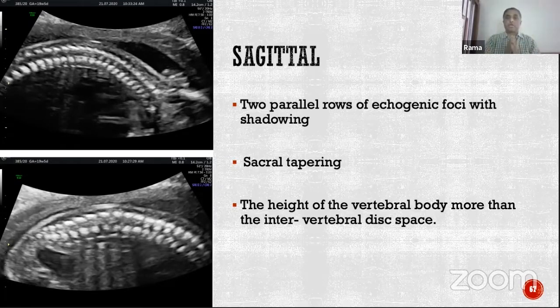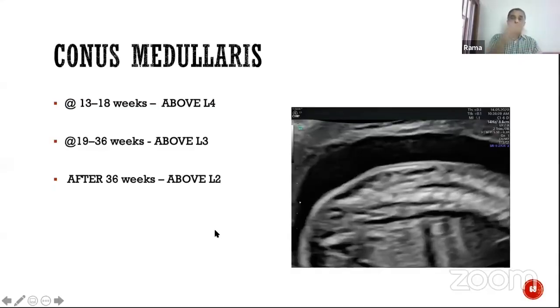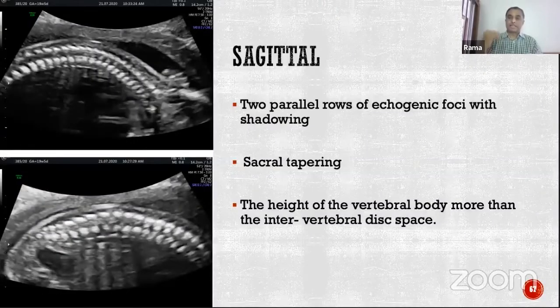a high frequency probe, or if it's vaginally accessible, I would do a vaginal scan to see that part of the spine, the lumbosacral spine, closer to the internal os, from the conus medullaris and the filum terminale point of view. I think we'll come to that a little later. But moving from the sagittal section, we go on to the transverse section.